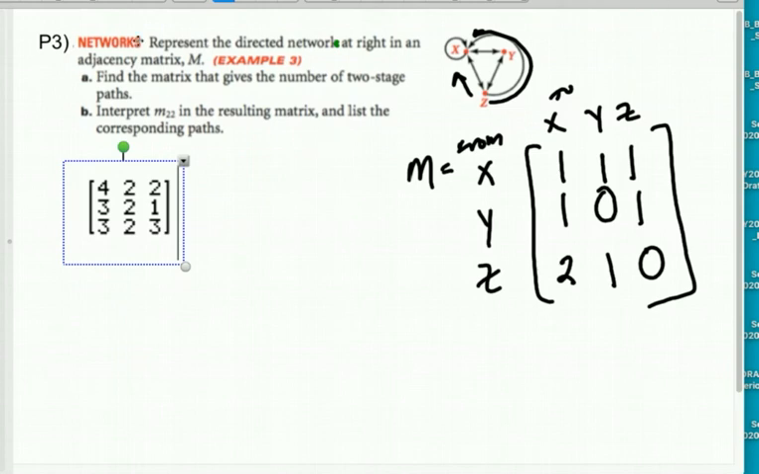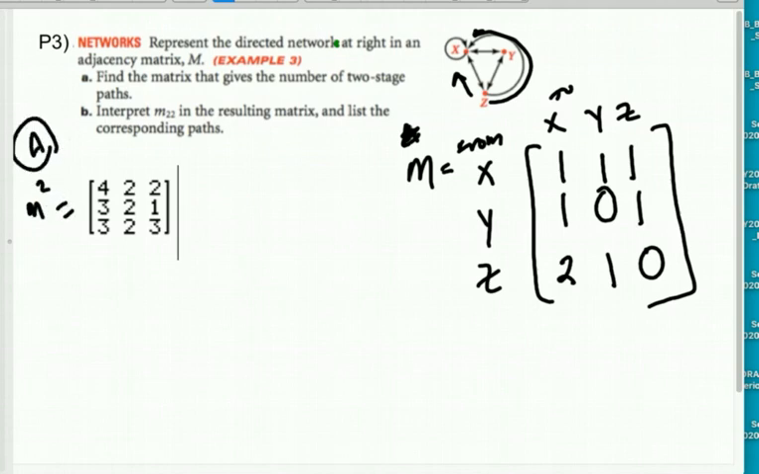Okay, cool. So this was actually before part A. Part A was what's my M squared, and that's right there. And then part B says look at entry 2, 2. So that's row 2, column 2, which is here. So that would be Y to Y, because this is from X, Y, and Z, and this is to X, Y, and Z. So that would be Y to Y in 2 stages.